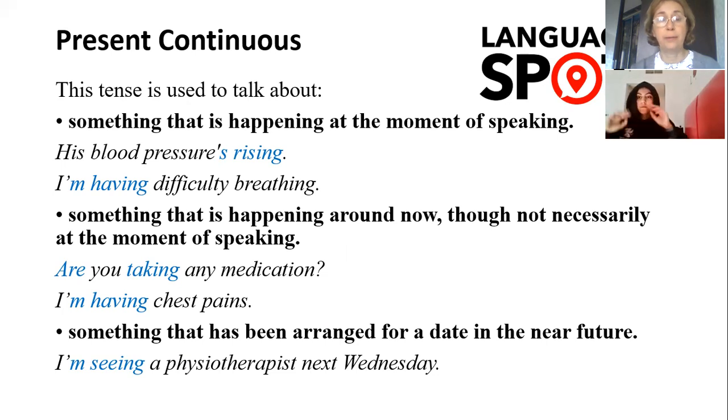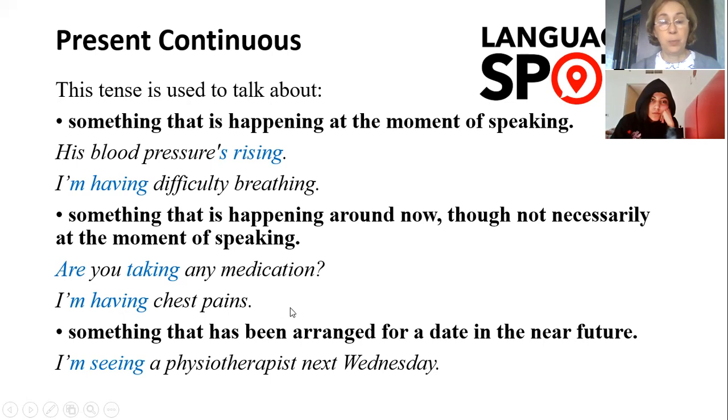The verb consists of two parts. This is present continuous, and I'm having difficulty breathing also. Then something that is happening around now, though not necessarily at the moment of speaking. Are you taking any medication? It means not now, this moment, but this week, for example.